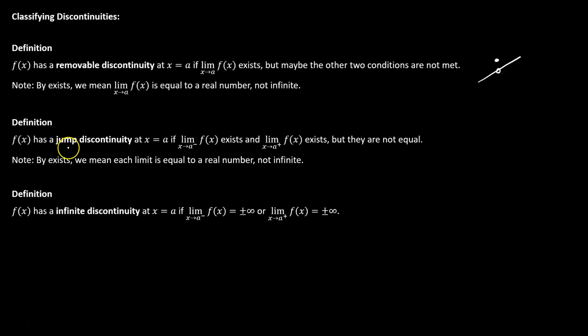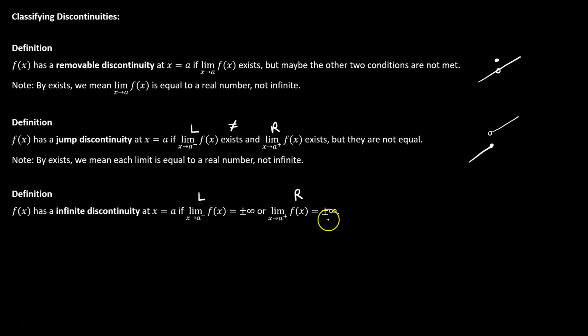For a jump discontinuity, we formally define that by saying the left-sided limit and the right-sided limit both exist. They're not infinite either. They're both equal to a real number, but the left and the right limits are not equal to each other. So that's the case where we saw a jump in our function. Lastly, we have the infinite discontinuity. This would be where the left limit is infinite or the right limit is infinite.